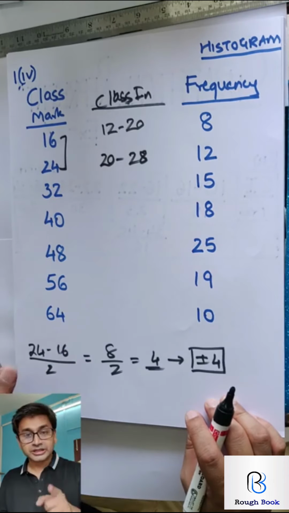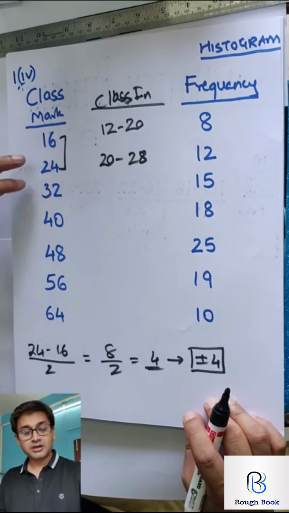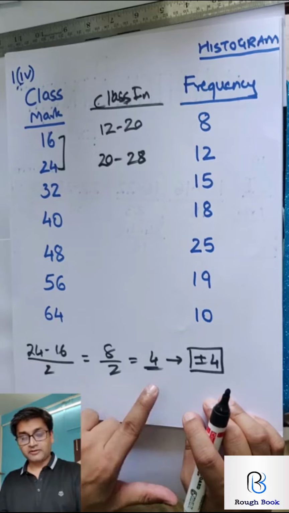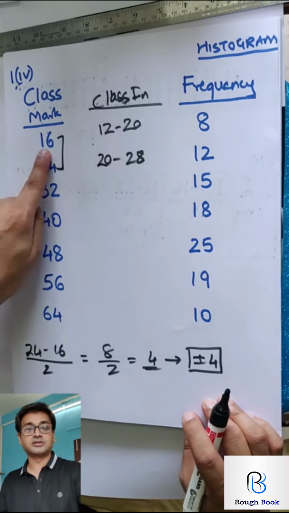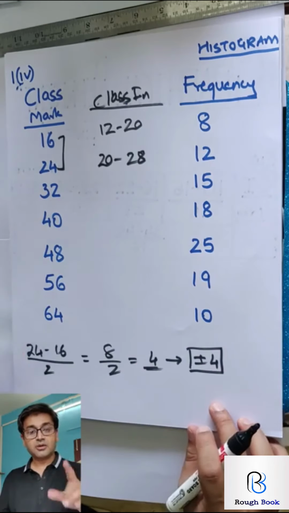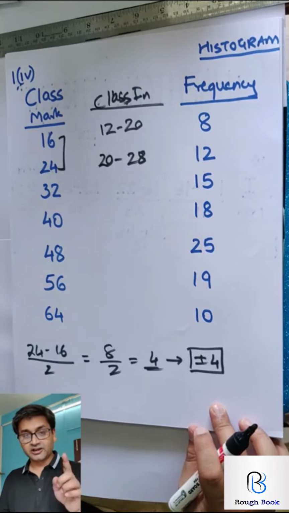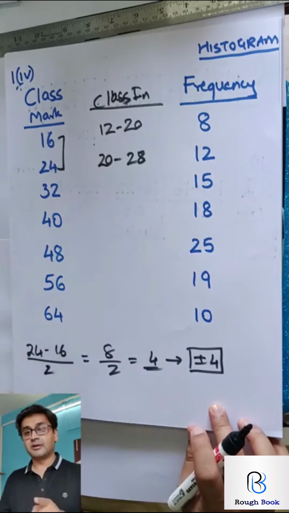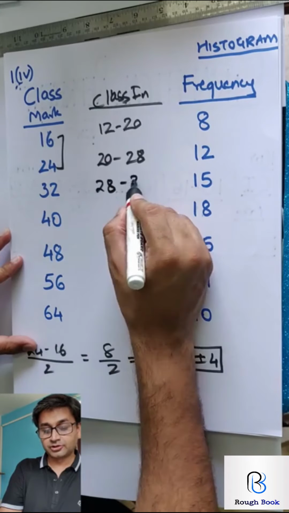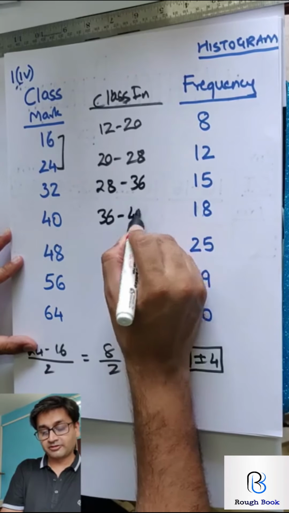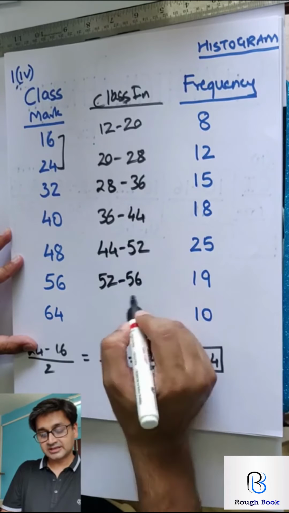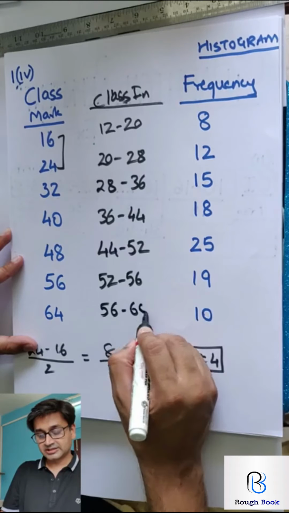So how to generate class interval from your class mark is you take two class marks, subtract them and divide by 2. Whatever answer you get, plus or minus 4 with the class mark. So when you do plus or minus 4, you get the entire class interval. Can you generate the rest? Pause the video, generate this, take your graph paper, draw the histogram and then come back and check it with me. So it's going to be 28 to 36, 36 to 44, 44 to 52, 52 to 56 and 56 to 68.